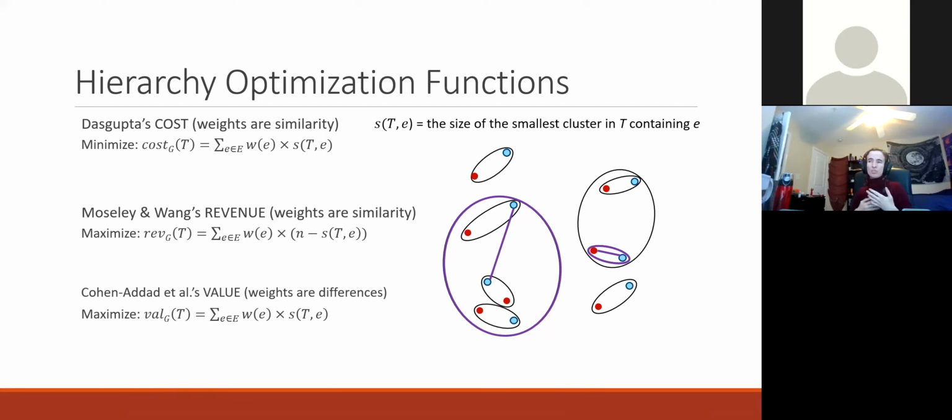and it exhibits a lot of the same properties as revenue. Average linkage is a constant factor approximation for value. There's a number of other constant factor approximations, and it's just easier to design algorithms for value than it is for cost. So in this work, we're going to address all three of these optimization functions. We're going to get simpler, more practical results for revenue and value, but a more theoretically interesting initial result for cost. Okay, so just pausing right here.